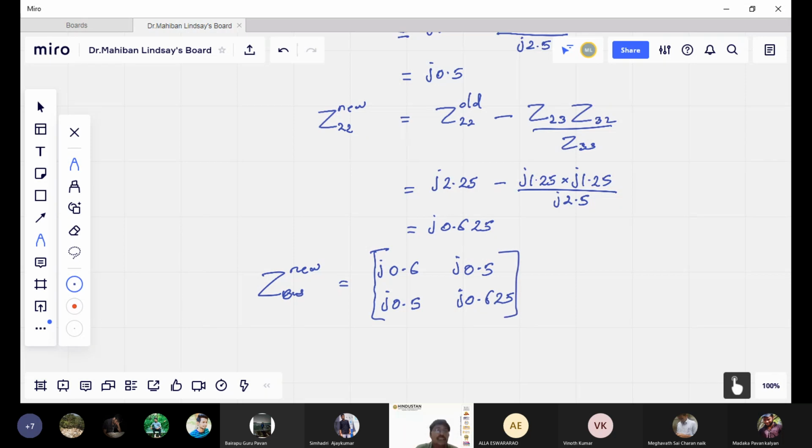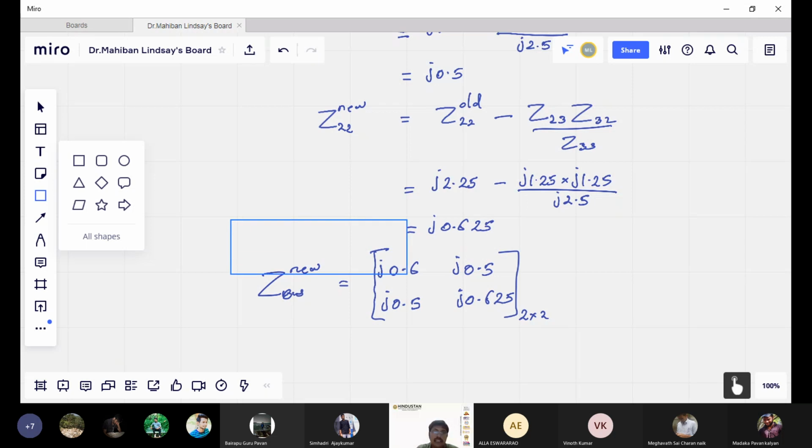Now you can check the new matrix. Listen, the new matrix is a 2 cross 2 matrix. As per our formulation, the size of the new matrix should not increase, but it was increased. And what we did, we eliminated the third one and we found the original one.